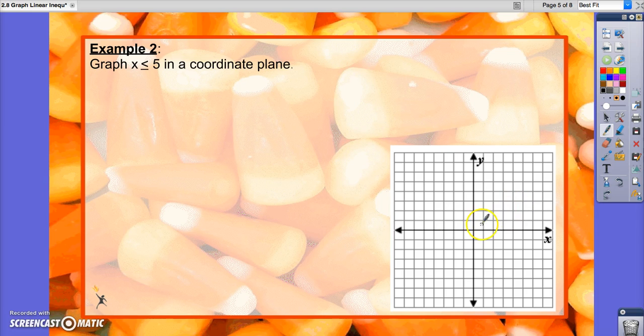I start plotting at positive 5, so to the right 5. 1, 2, 3, 4, 5. So here's my point. And in this case, it's going to be a vertical line because it's x, all right?